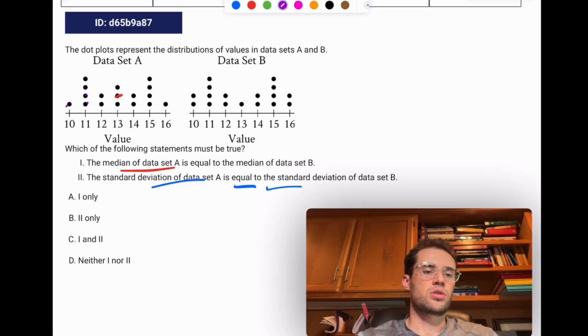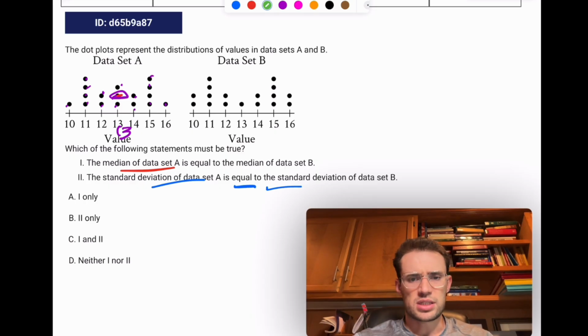So you go 1, 2, 3, 4, 5, 6, 7, 8, 9. And then there should be 8 more: 1, 2, 3, 4, 5, 6, 7, 8. Okay, so the middle of this one is 13. That's your median. And for this one, is it also symmetrical? Yeah, I think it's also symmetrical, so it's also going to be 13. We got 1, 2, 3, 4, 5, 6, 7, 8, 9, then 1, 2, 3, 4, 5, 6, 7, 8.